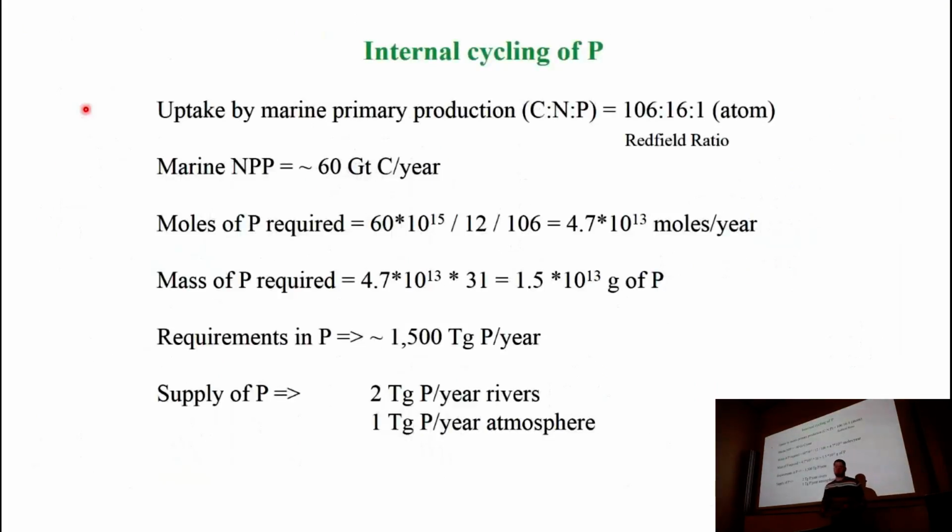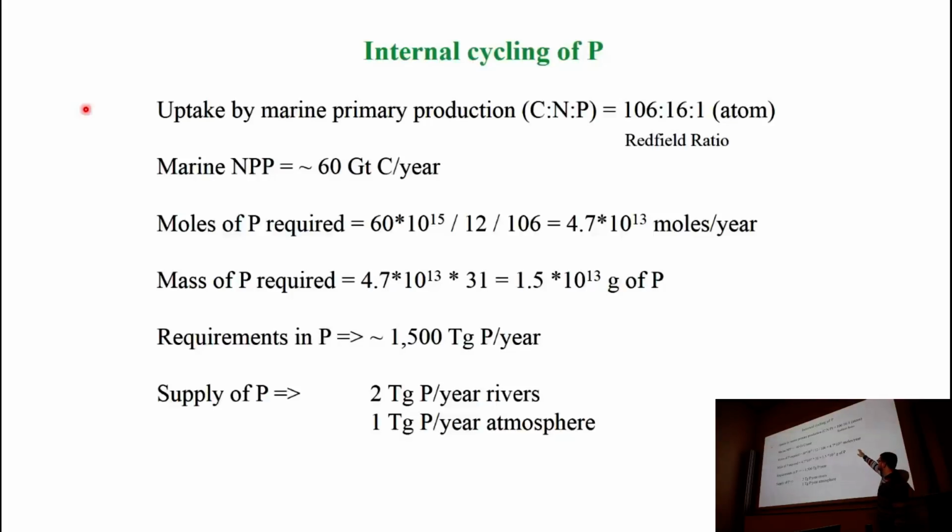So we can just go through one of these kinds of calculations to see how much phosphorus we're getting into the ocean and how much we need. Marine primary productivity is 60 gigatons of carbon per year. We can work out how much phosphorus is required for that. So that's 60 times 10 to the 15 divided by 12 divided by 106. So for every 1 phosphorus we have in the ocean, we can take up 106 carbon atoms if we have 16 nitrogen atoms.